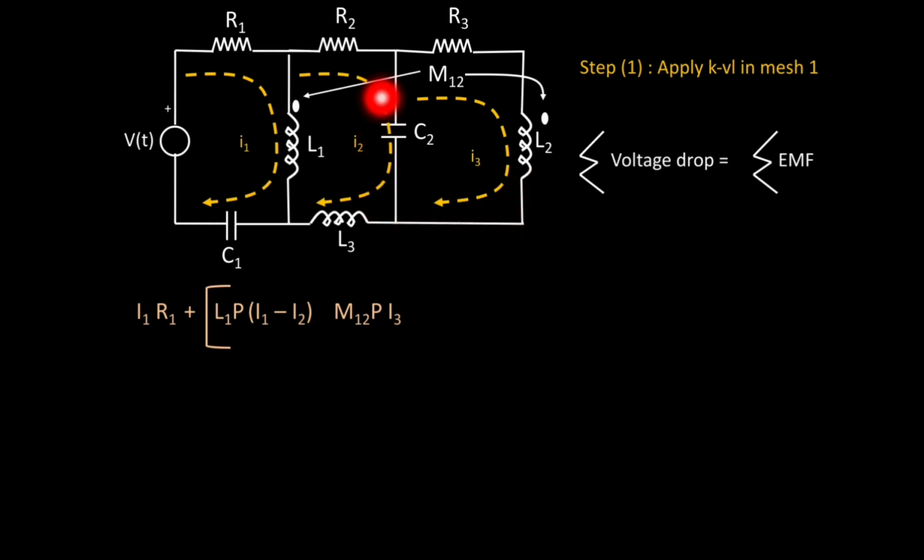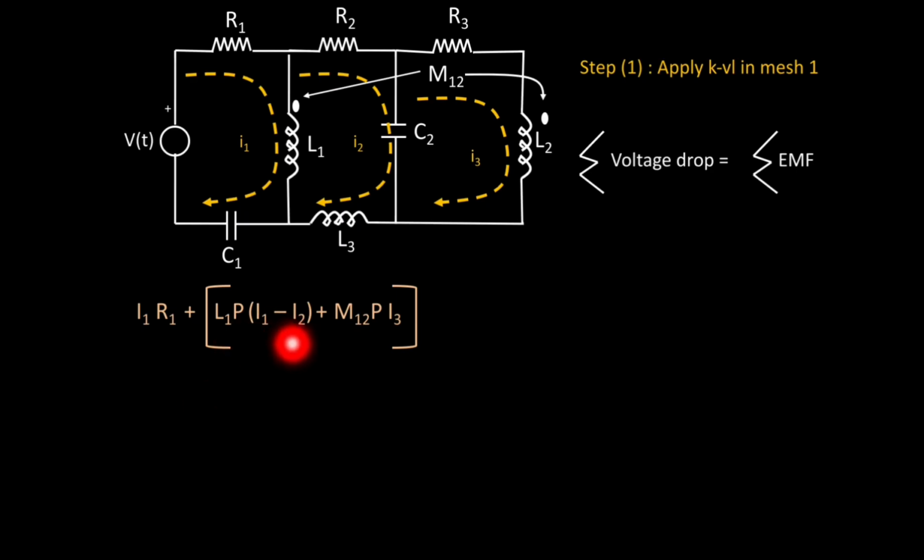So when we are getting the dot in L2 at the time of entering, here I1 is also entering in the dot, and here I3 is also entering in the dot. So entering means we have to put positive sign between these two voltage drops, and now the big bracket is closed. So I think you understood this.